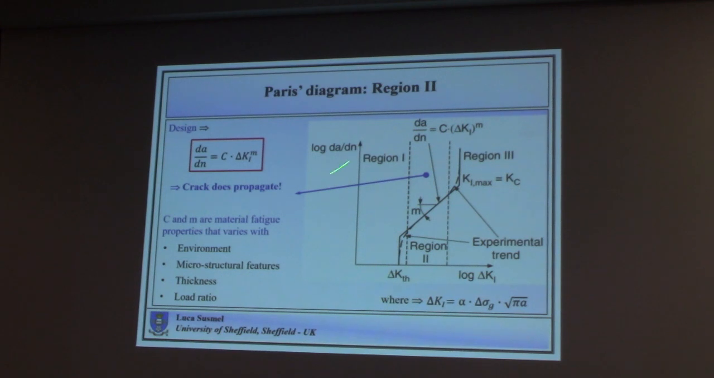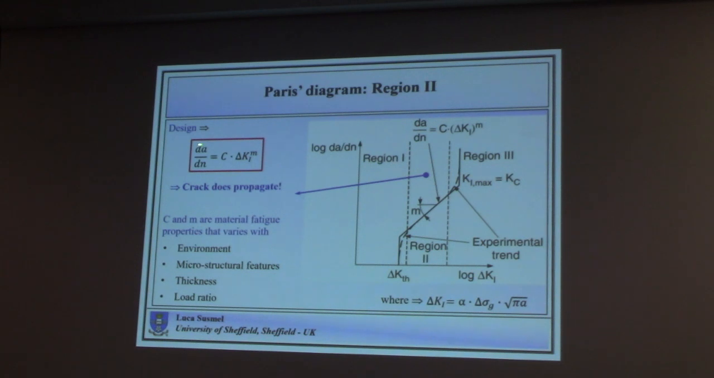This part of the diagram, region 2, is very much affected by environment, microstructural features, thickness and load ratio. In this equation, as we were saying, C and m are material fatigue properties. Okay? We are dealing with metals, but for instance, you can find similar graphs also for composite materials. It's very difficult because in that case you really need to give a lot of details about the way you were running your experiments, the orientation of the fibers, and so on. But overall, they tend to summarize the story very often using this simple power law.